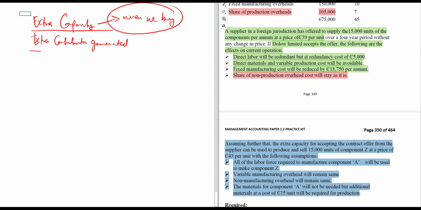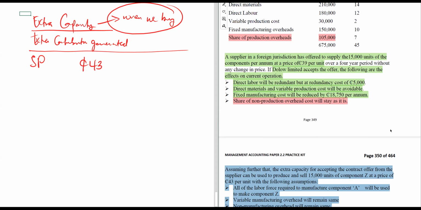So let's check if component Z results in an extra contribution. It is telling us that component Z will have a selling price of 43 cedis, not so? And all the labor force that is required to do A will still be required. So let's look at the variable cost and check if this is going to generate an extra contribution.